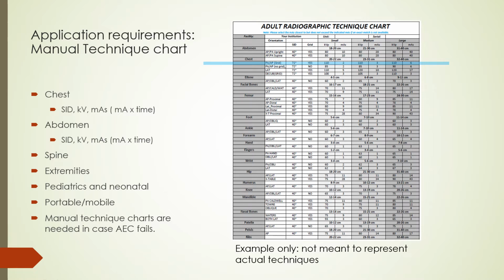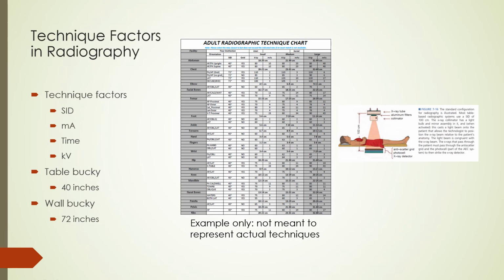Let's look at, say, an adult AP chest technique with grid. For a medium or average patient, a possible technique is 100 kV, 3 mAs at 72 inches SID with grid. When looking at the chart, take note of the mAs levels. Highest mAs is done for thicker body parts like abdomens and C-spines, and the lowest mAs is for smaller body parts like extremities. Another application requirement is whether the image is acquired with table Bucky or with wall Bucky.